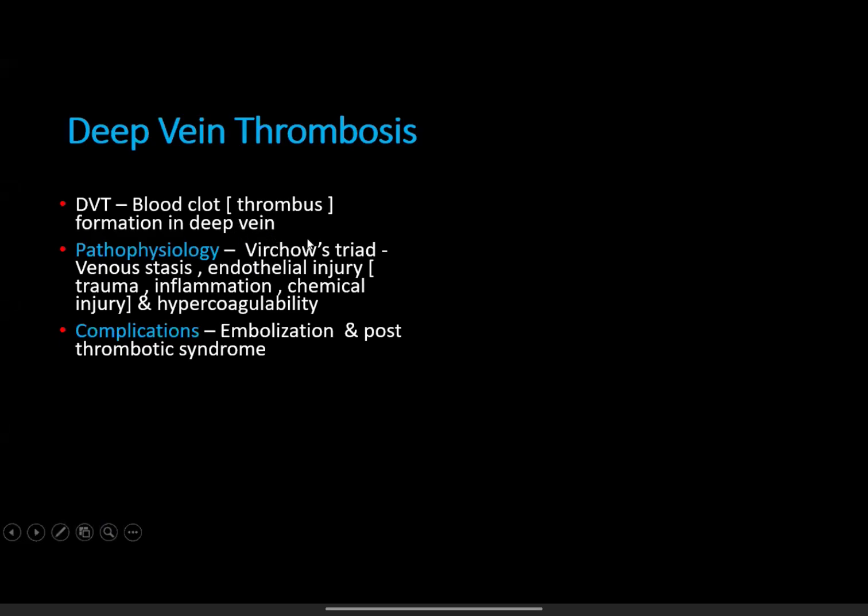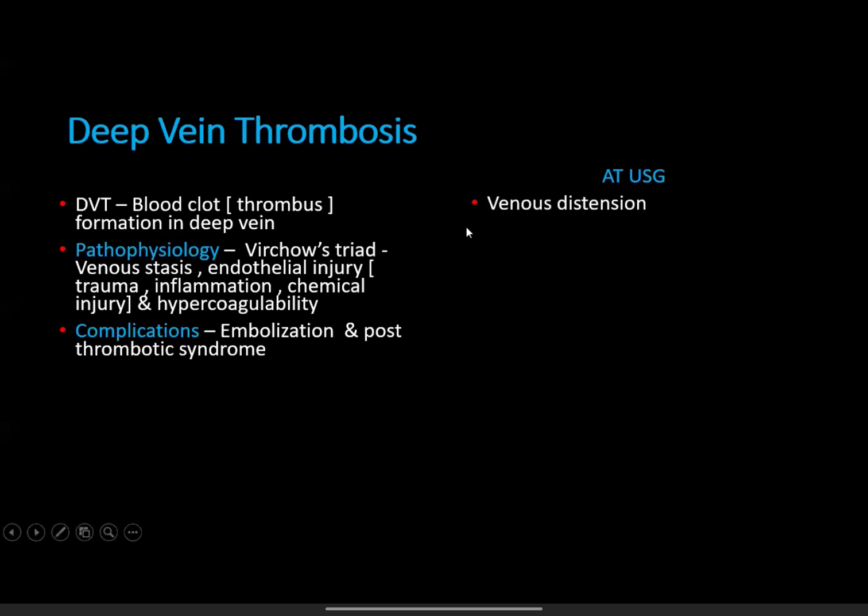The pathophysiology is Virchow's triad: abnormal venous stasis or sluggishness of the flow because of any reason, or endothelial injury in the form of trauma or any other chemical or physical injury leading to provocation of thrombus formation. And the third component is hypercoagulability of the blood. Its complications are distal embolization, that is pulmonary embolism, and post-thrombotic syndrome.